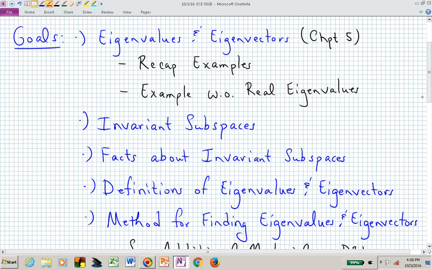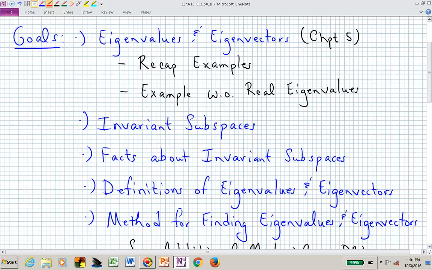Today what I want to do is start back up on Chapter 5, which is Eigenvalues and Eigenvectors. We will recap the 3 examples that we talked about before the first exam, and then we will look at an example where we actually have a matrix with real elements that doesn't contain eigenvalues that are real. And then that will lead us into a more general discussion of invariant subspaces, particular facts about invariant subspaces.